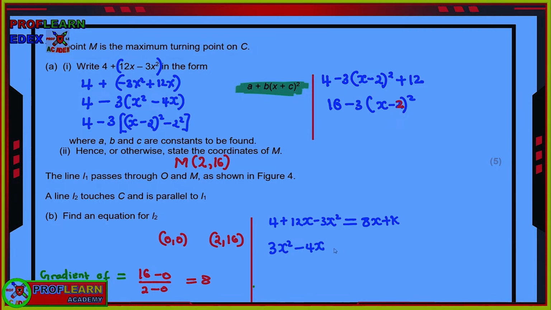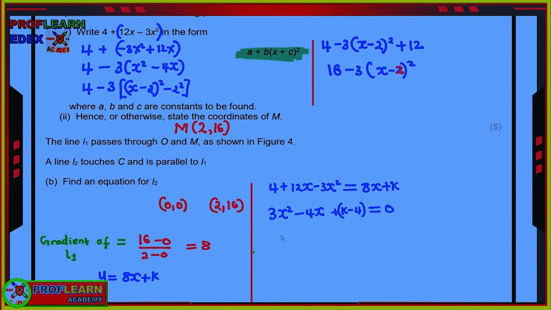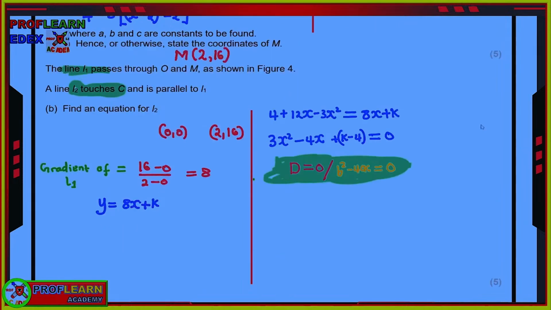So which means we are going to equate the quadratic and the straight line that we have said, which is y equals 8x plus k, then we are going to form a single quadratic equation that we have at this given point. And since it touches, we can say the discriminant is equal to 0. Discriminant in this case will be 0. And remember, discriminant is b squared minus 4ac. Then we shall say that is equal to 0.